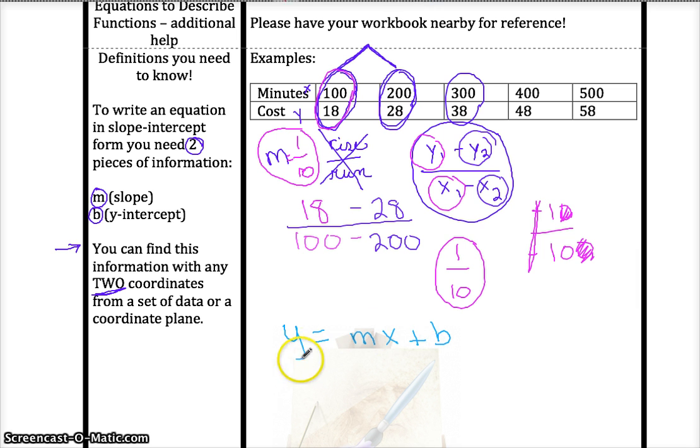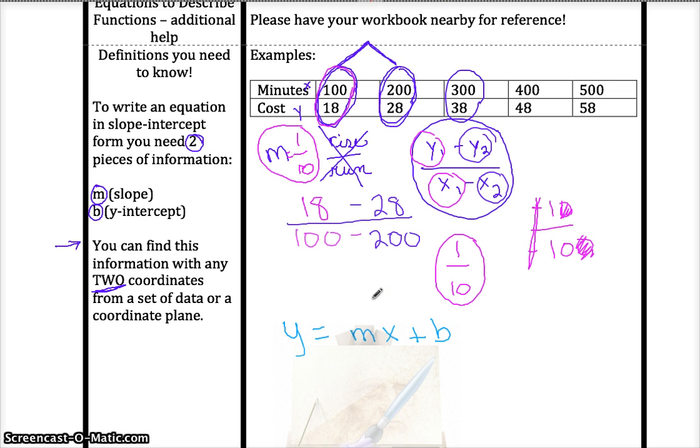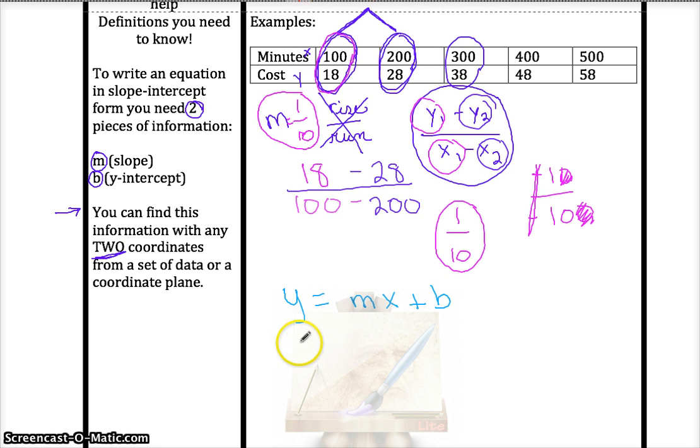Now, let's plug in what we know already, because remember, we're looking for the m and the b to get our final answer. So let's plug in what we know. We know that in our last answer, we're going to have y equals a number times x plus a number. So we have y equals 1/10 x plus b. And we still need to find out what this b is.